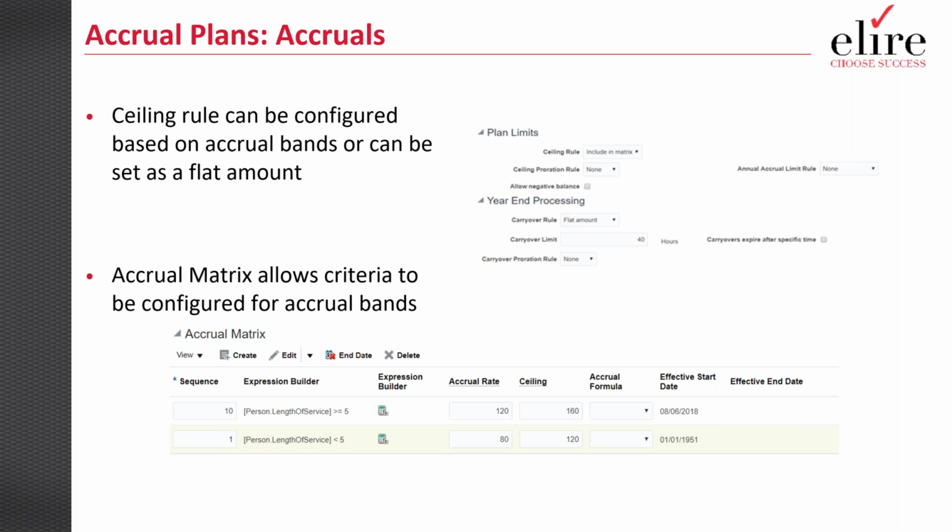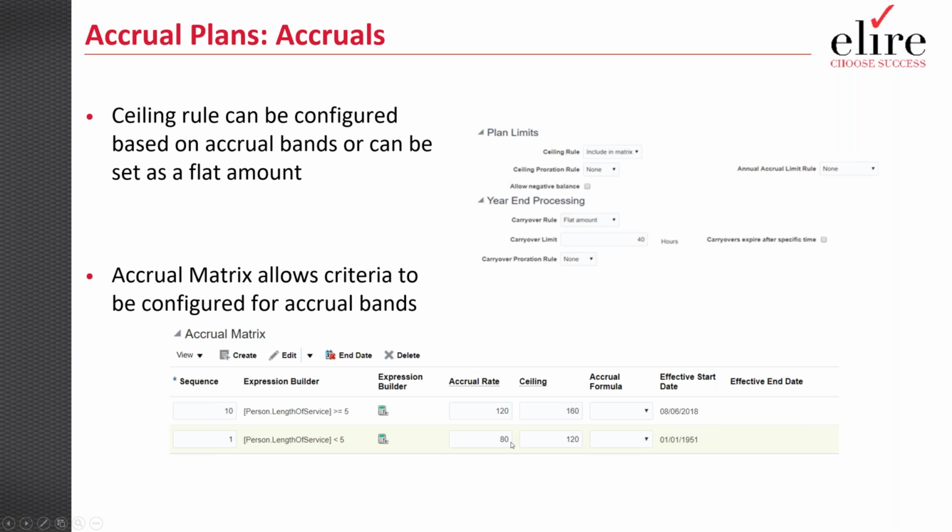So that's just a piece of data within the system that you can set up to calculate what your length of service might be. And so for this particular example, what we're saying here is that if an individual has worked here for less than 5 years, we're going to enter this accrual band. And so the accrual rate for those individuals is going to be 80 hours.